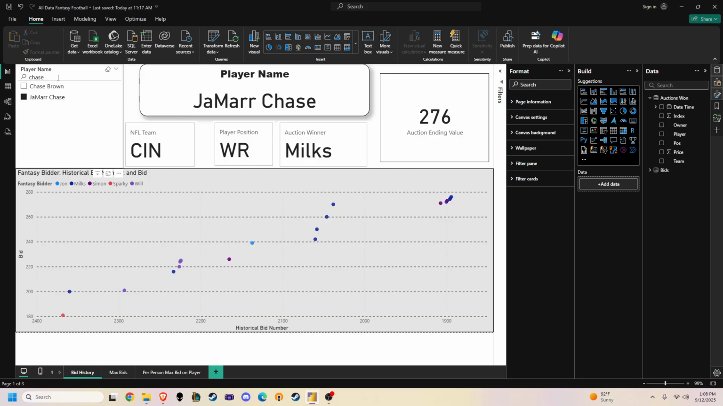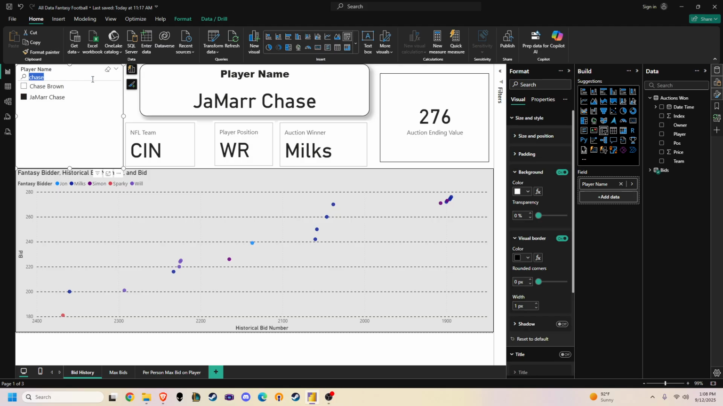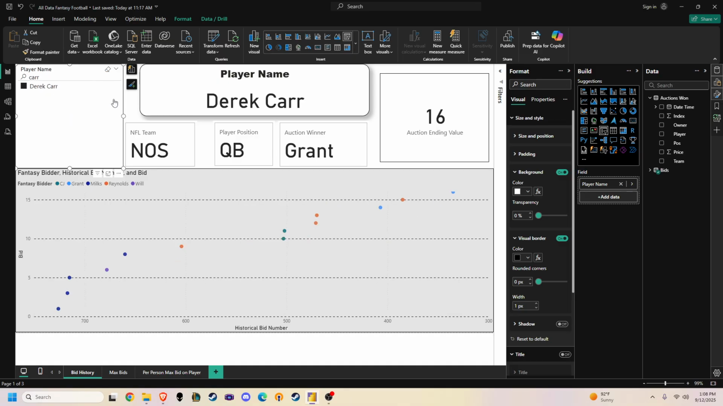So it's really cool. You drop down, you type in any player that you wanted, and so you can see who bid. They have different colors.